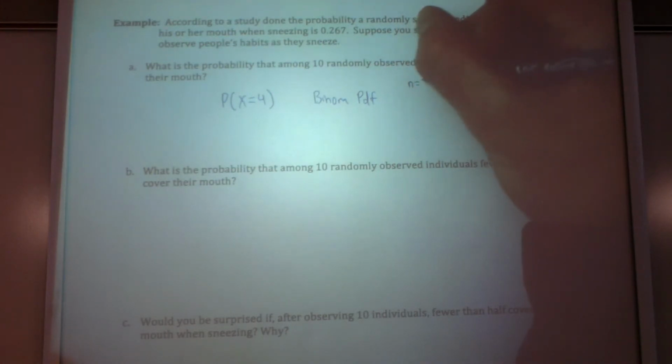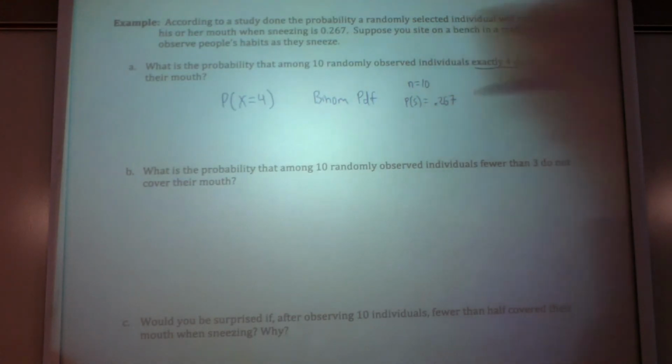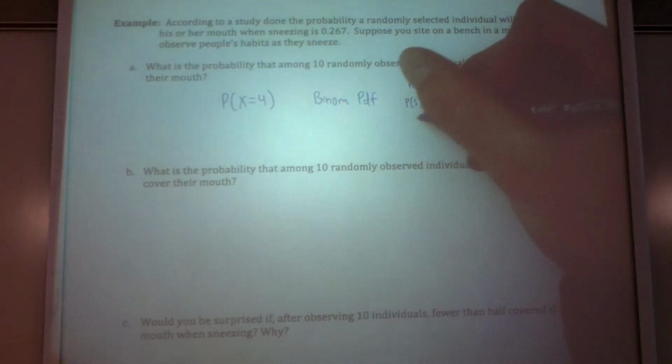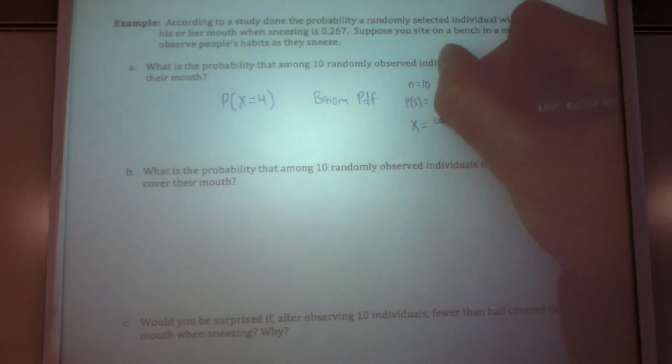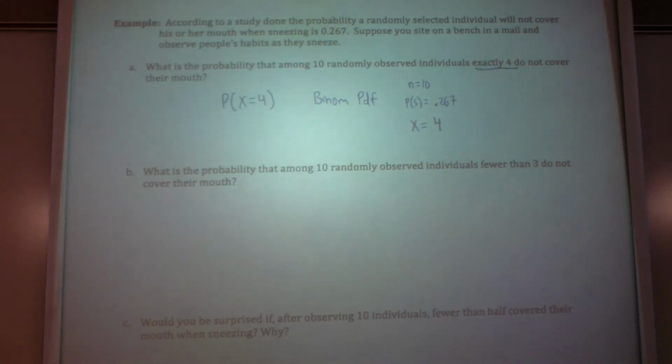We're looking at 10 trials. The probability of a success, which is the probability they don't cover, is 0.267. And what we're looking at is: what's the probability that exactly 4 do not cover? Let's go ahead and plug that into our calculator.